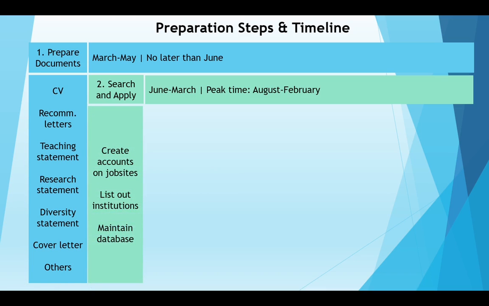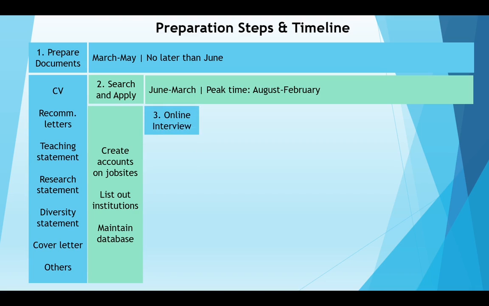Now in this step, search and apply, you need to know where to search, those websites, right? So create accounts in those websites, list some institutions, which institutions you're looking for. You have to have a database for those institutions as well, and you have to maintain that database. What do I mean by maintain? It means you have to indicate what openings are available, what the deadlines are. If you applied, then mark that you applied to that position already. So you need to maintain that information in an Excel file.